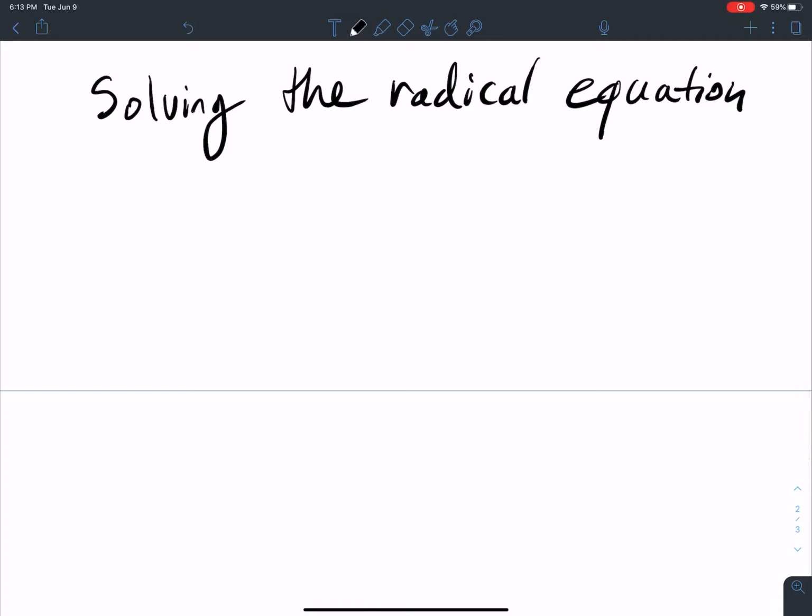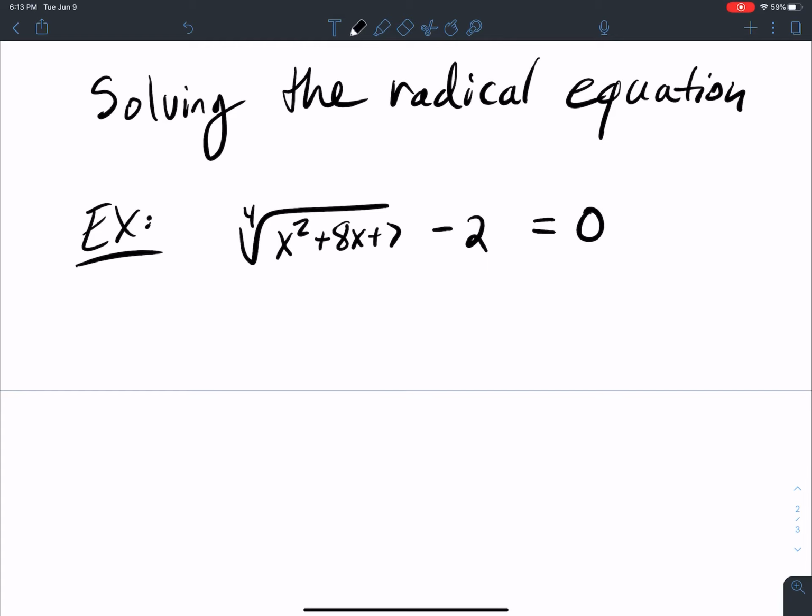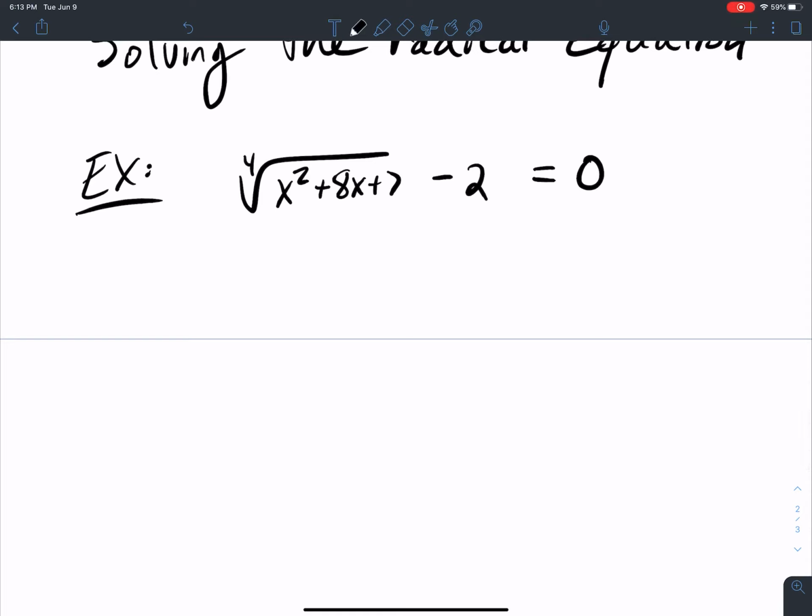So in this video, we're going to be solving radical equations. First example: take the fourth root of x squared plus 8x plus 7, minus 2, equal to 0. First thing I want to do is isolate the radical. To do that, I need to get rid of that negative 2. In order to do that, I add 2 to both sides.